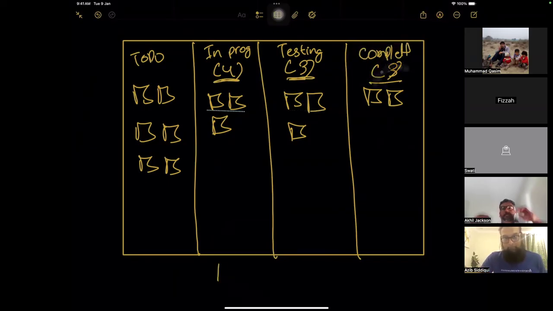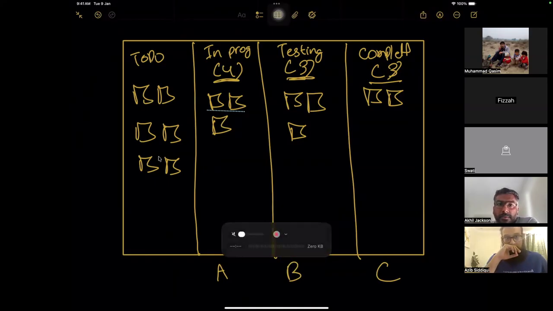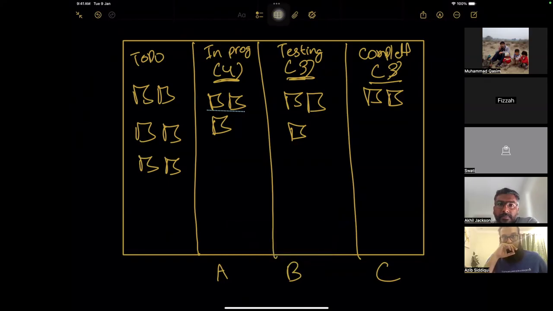A, I think in progress. B, Reason, C. Which one is the bottleneck? I think A. Okay. Reason being, in testing we can already have 3, so we already have 3 over there. And in progress we can have 4, but we cannot include the fourth one because testing is already at 3. We cannot pass one from in progress to testing.